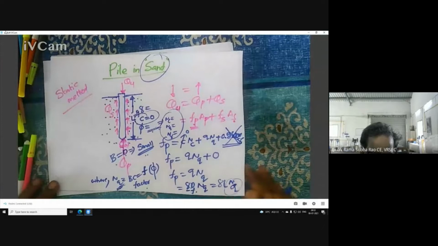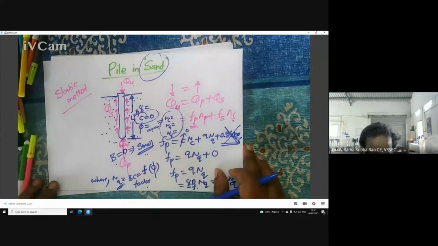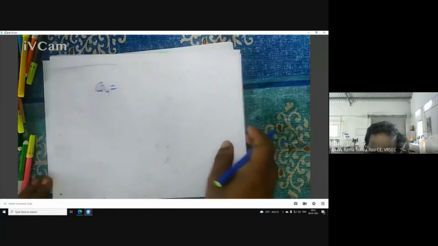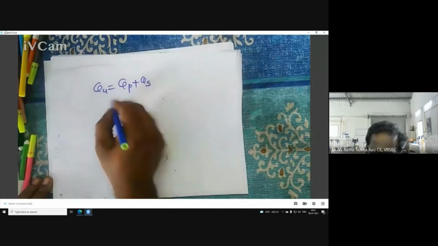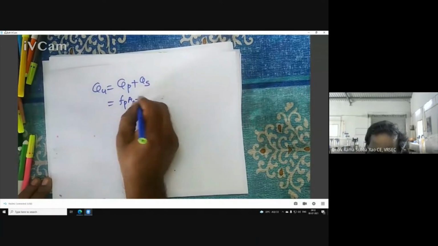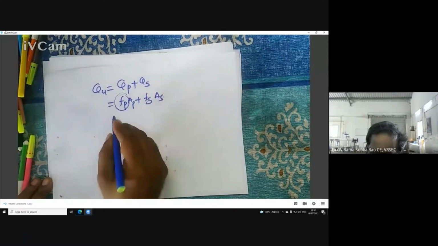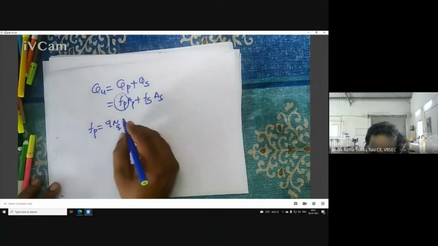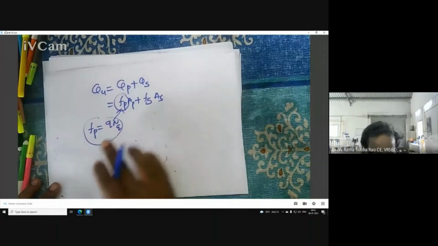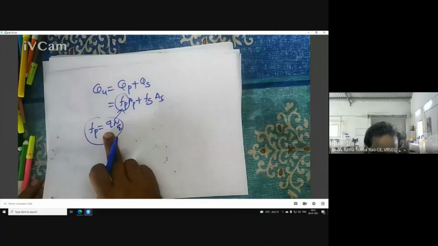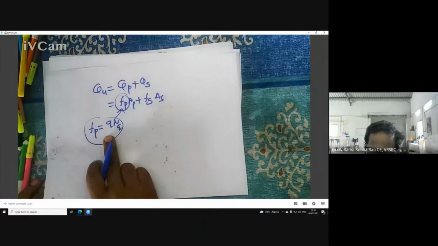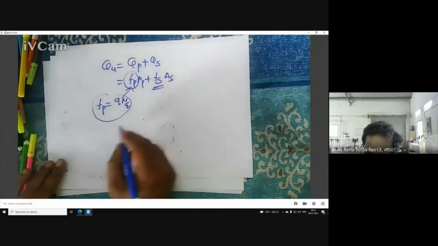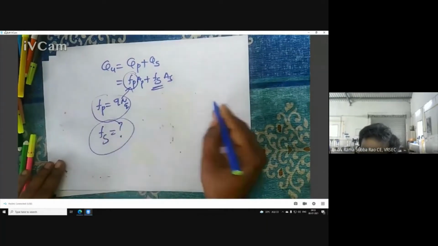So now we have written a very big story, but this thing is very simple. So let me write now. QU is equal to QP plus QS. Now QP means fP Ap and QS means fS As. Now I got luckily fP. fP is q Nq. At the end, it's very easy. We got fP, that is q Nq. Q is gamma into L here. So now the discussion is about fS. Can anybody tell me how to calculate fS now? So now let me draw the pile once again.